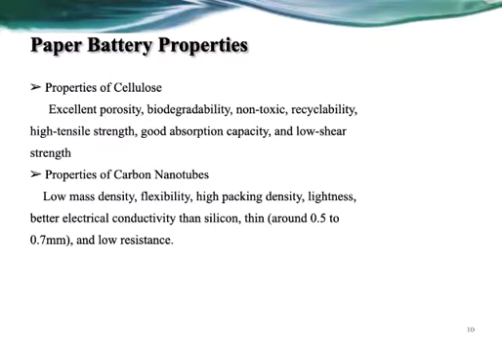Properties of paper battery, properties of cellulose and properties of carbon nanotube. First, properties of cellulose. Excellent porosity, biodegradability, non-toxic, recyclability, high tensile strength, good absorption capacity and low shear strength. Properties of carbon nanotube. Low mass density, flexibility, high packing density, lightness, better electrical conductivity than silicon, thin 0.5 to 0.7 mm and low resistance.